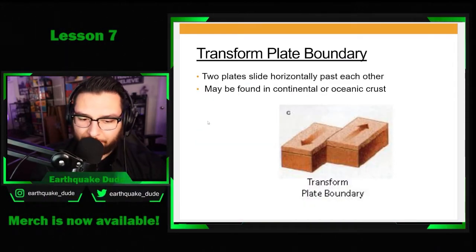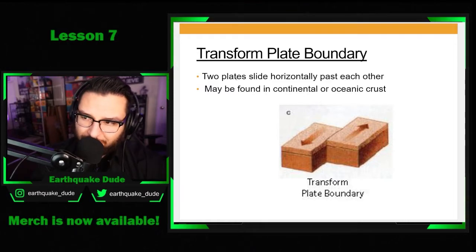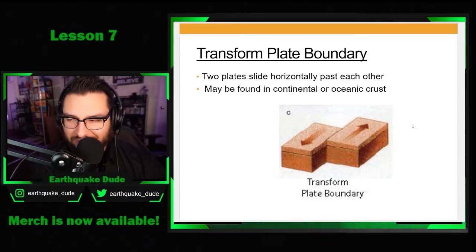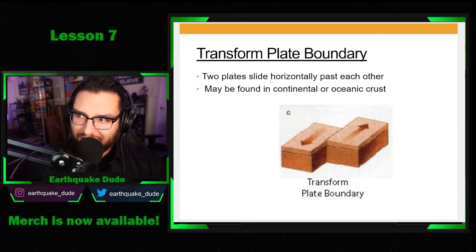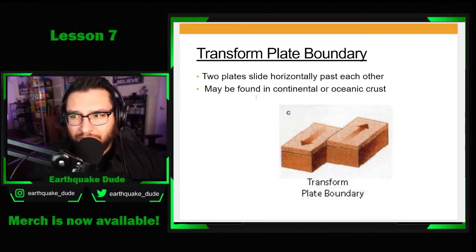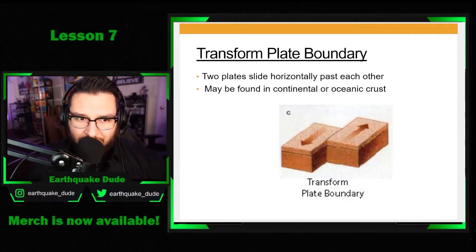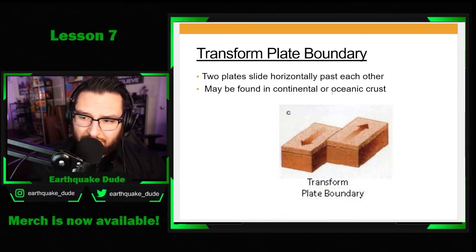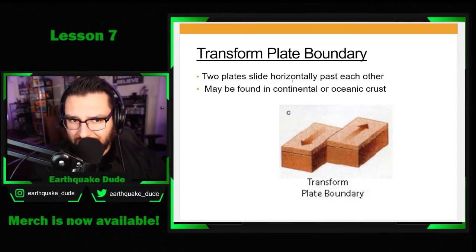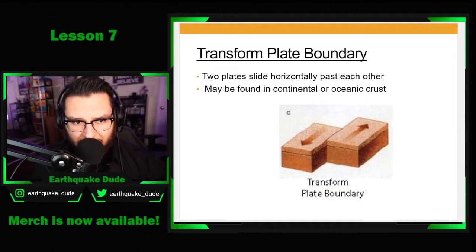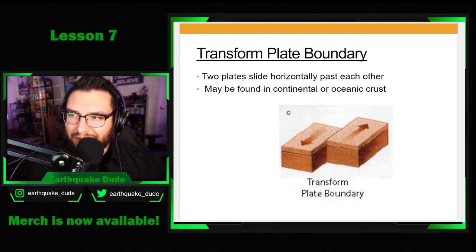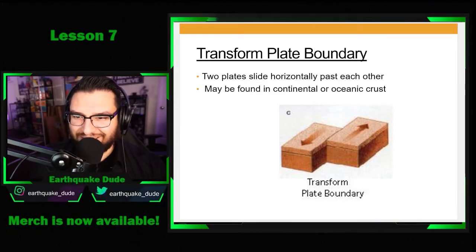Now, the last type of plate boundary is the transform plate boundary. And the transform plate boundary is the chillest. It's just the normal boundary. It really does nothing but move the two plates horizontally past each other. Now, transform boundaries can be found in either continental or oceanic crust. They're very, very common in the ocean, basically cutting off mid-ocean ridges. But there are a couple of spots in the world where they're actually found on continents. A very special one is actually a transform plate boundary, which we'll talk about in a second.